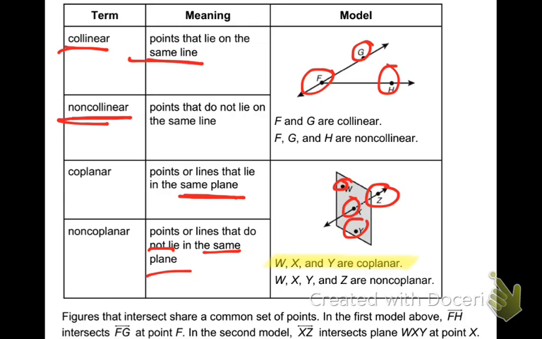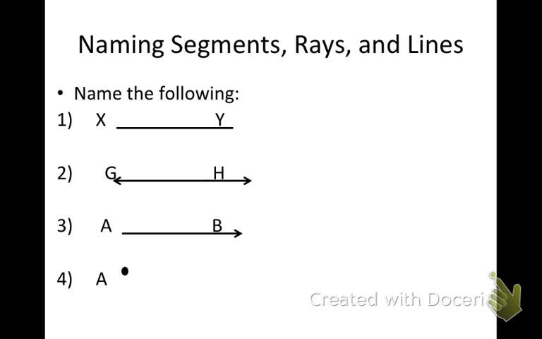Okay. So let's identify some of these now. First thing we're looking at here is number one. Name the following. X, Y. Is that a point, a line, a plane, a ray, a line segment? What do you got there, Chris? A line segment. To label a line segment, I list the letters with a line segment above it. Line segment XY. What about two, Claire? A line. So I go GH with a line. There you go. Line GH.